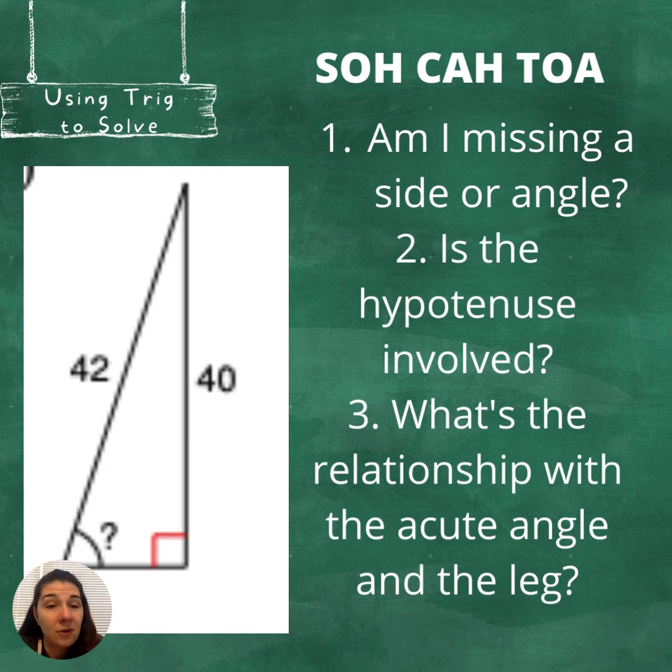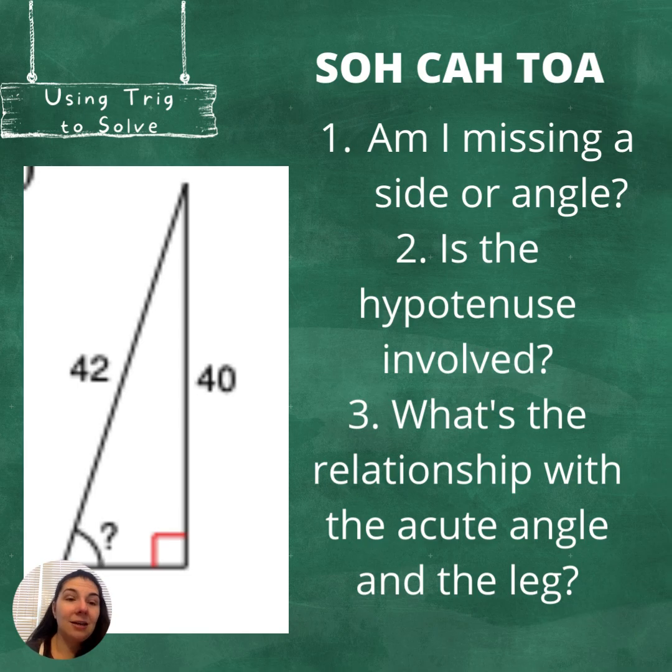Is the hypotenuse involved? Yes, it is. There's a 42 on it. So what's the relationship with the acute angle and the leg? The question mark is our acute angle. The leg is the 40 length. So they are opposites. So I'm going to use sine, and specifically I'm going to use inverse sine with this problem.